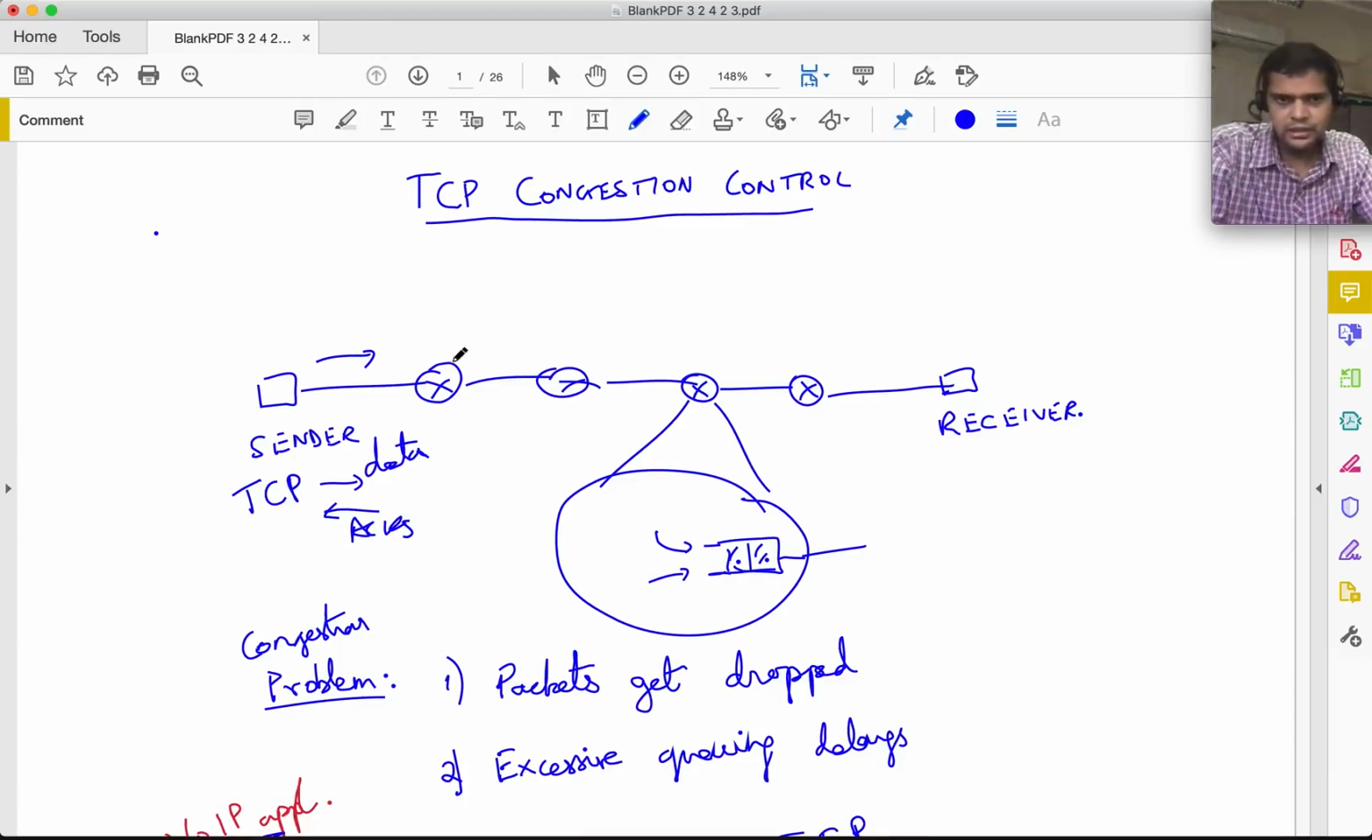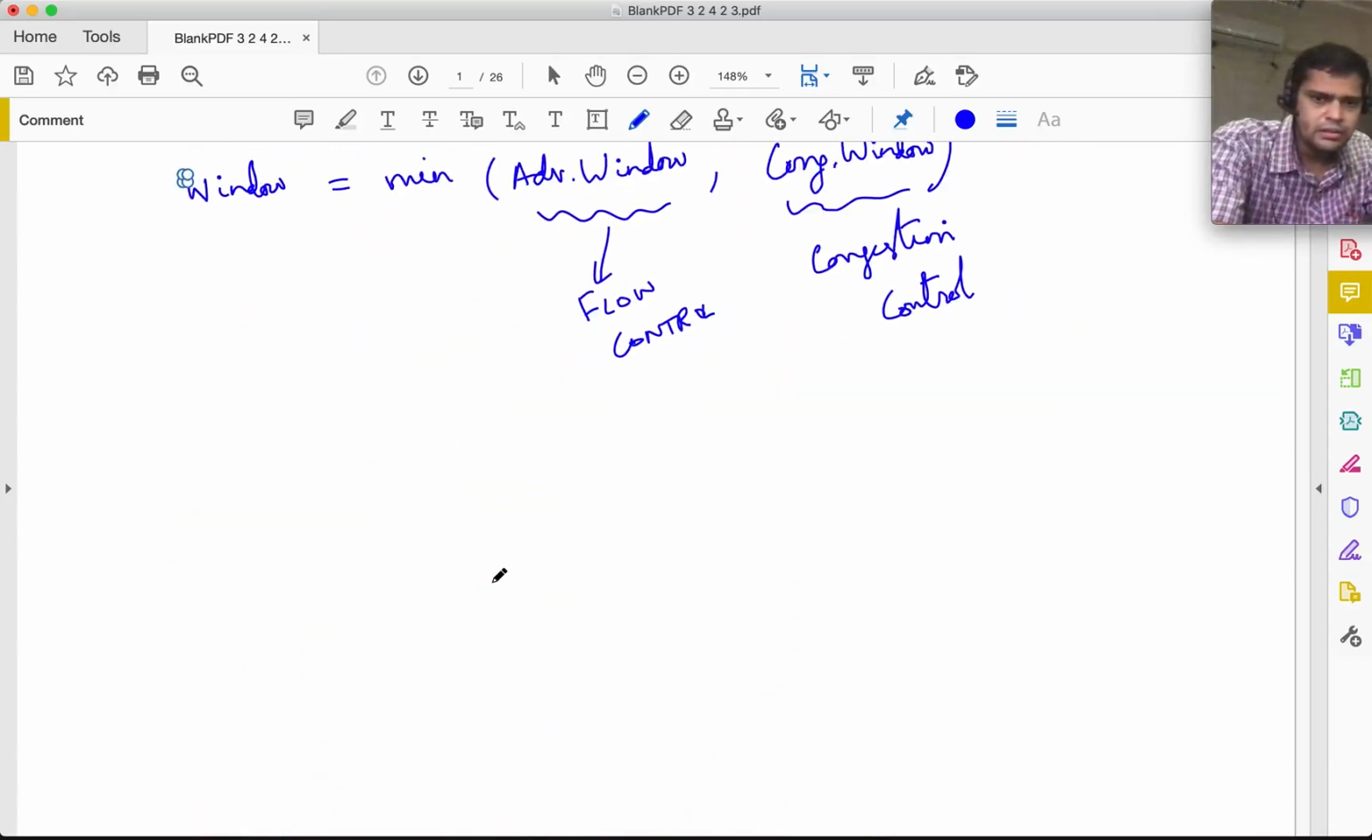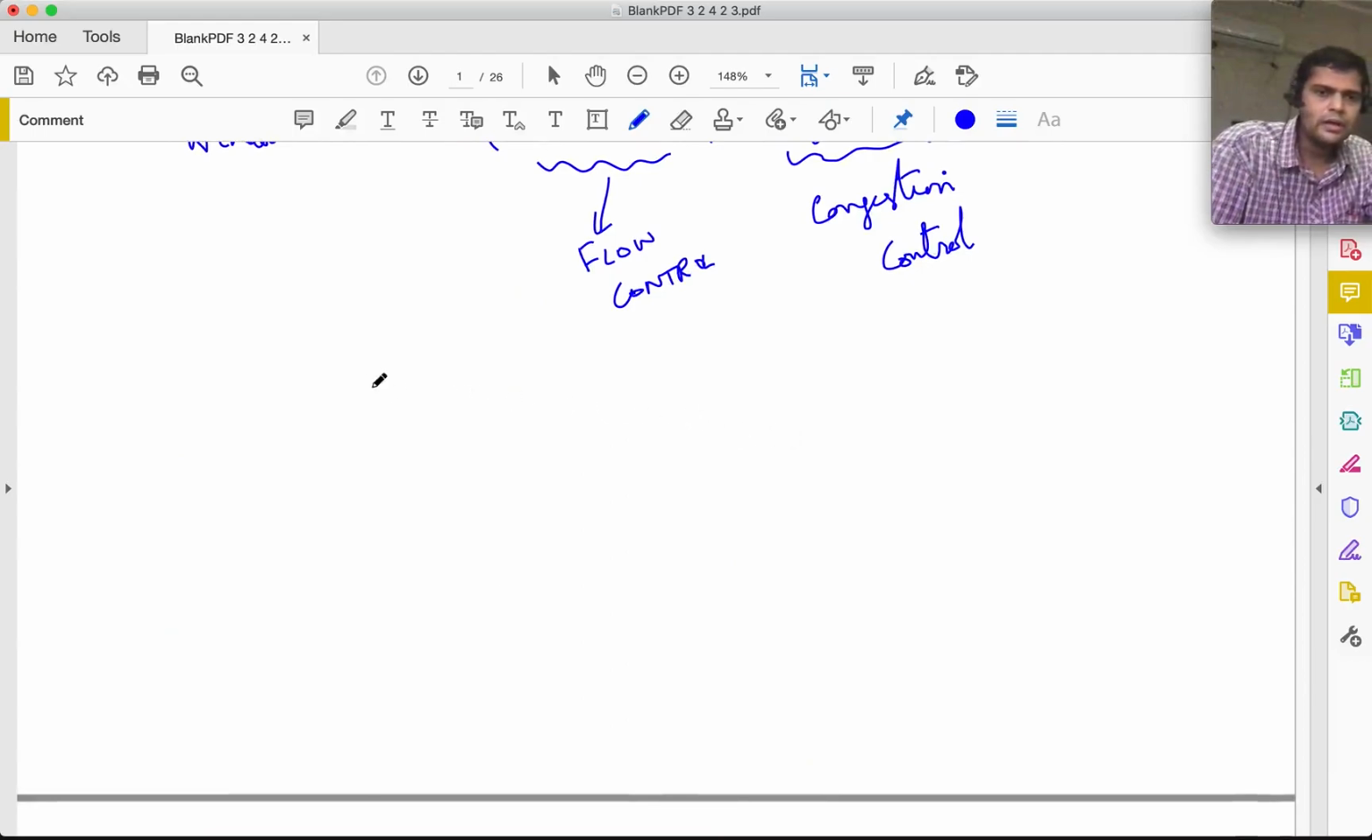So we are just sending packets and getting back these ACKs. Can you say if there is congestion occurring? So let's think for a moment. Suppose I plot RTT over time.